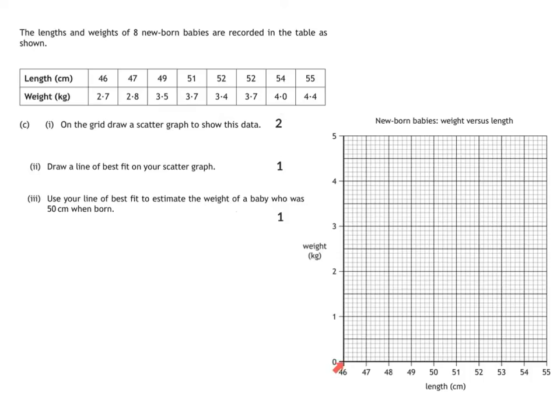So starting off, we've got 46 here, and we know our 46 gives us a 2.7. So marking 46 and 2.7. I'm just going to tick these off as I go so I don't miss any. 47 is 2.8, so that one's in here. Done that one. 49, and we get 3.5, so that's there. 51 gives us 3.4, which is here.